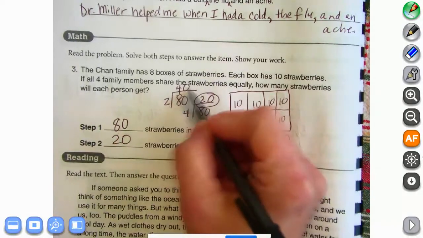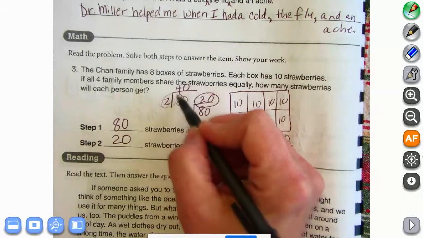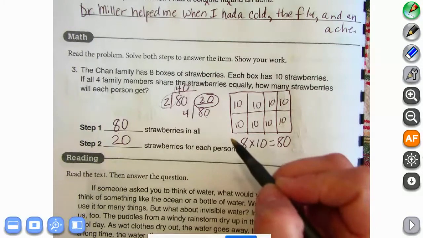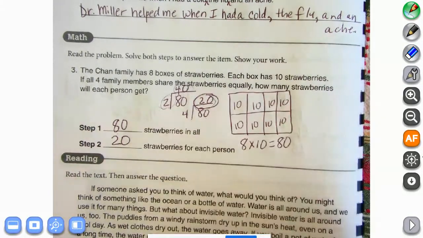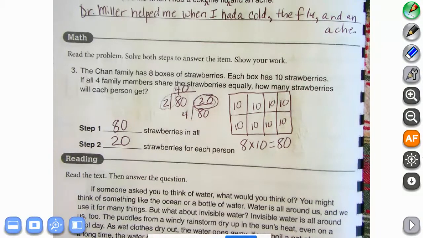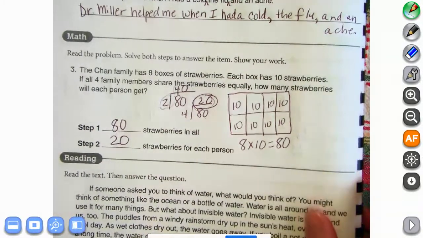Now we can't take this one because that's only 2 people. So unless we break that in half again, that's not the correct answer. We have to break it down by 4. 4 people. All right. Let me know if you have any questions on that.